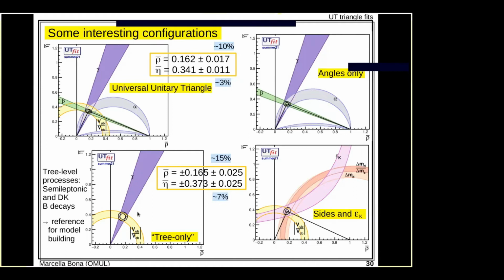And I did mention already when I presented the various constraints how VUB over VCB and gamma are dependent on 3 processes. So they are your reference, if you want, for model building, where you know that new physics is not expected to enter this kind of fit. And you can see here that the errors are compatible at this point. Of course, you have also the mirror solution in the third quadrant.